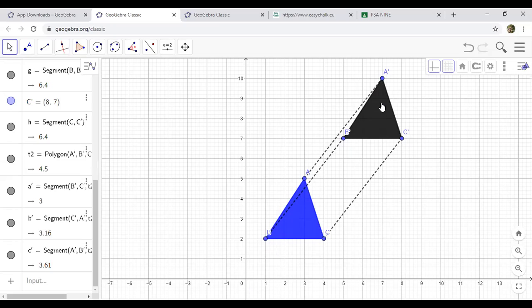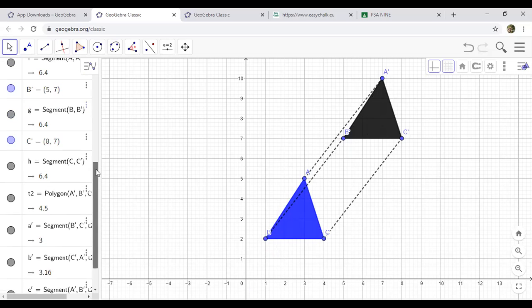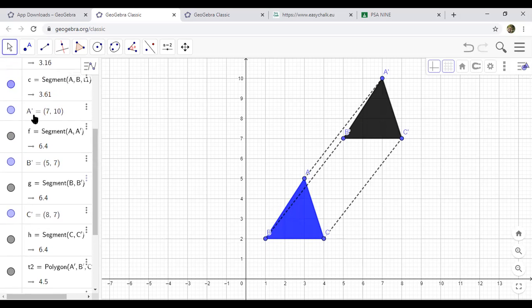We count like this, just counting. We have to write the coordinates of A dash, B dash, and C dash. Those are called the coordinates of the image. You can easily count. Here A dash is (7, 10).